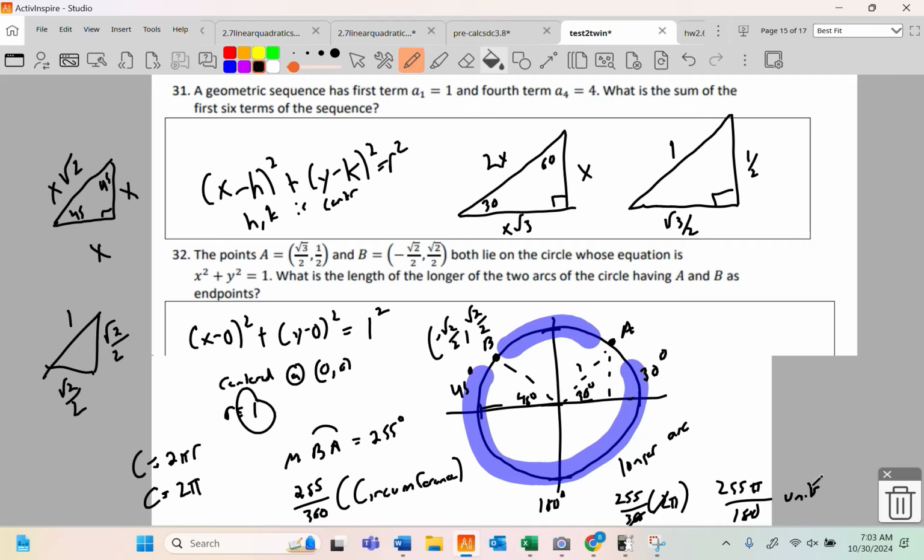And that'll actually reduce some more. 255 and 180 have got to be divisible by 5. If you divide 180 by 5, you get 36. I don't know why that took me so long. If you divide 255 by 5, what do you get? Again, I don't know why it's taking me so long this morning. 51. So 51 over 36 pi. That's the longest arc length.